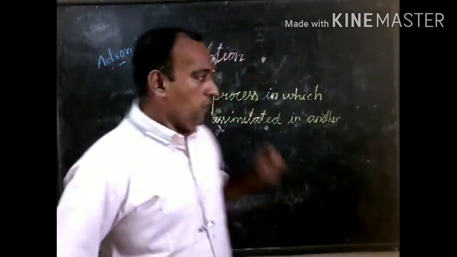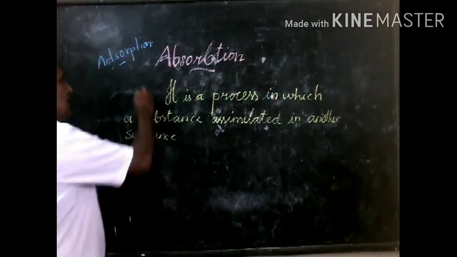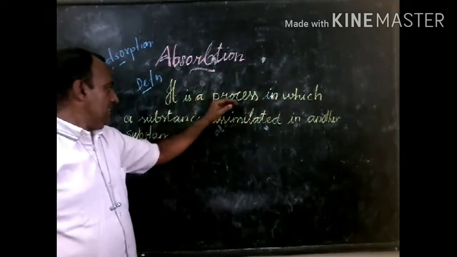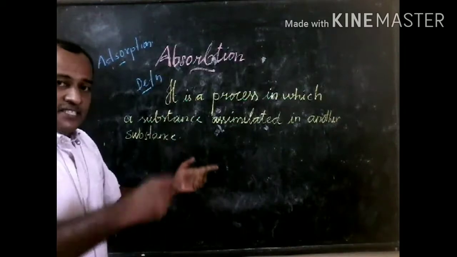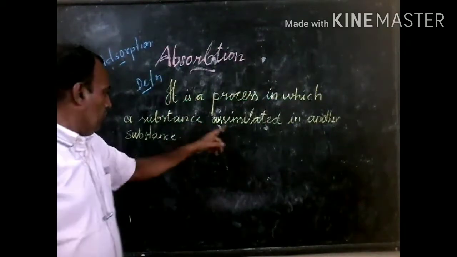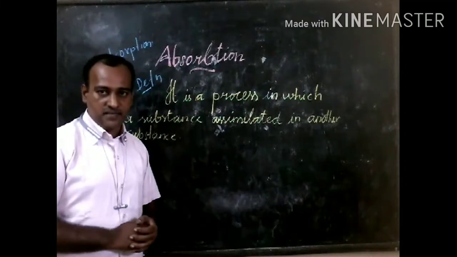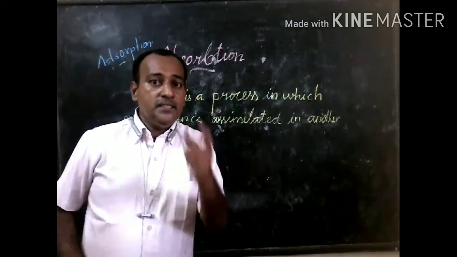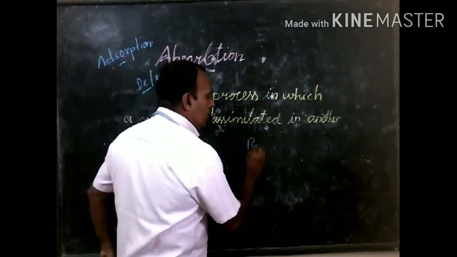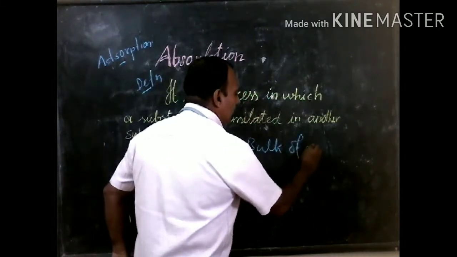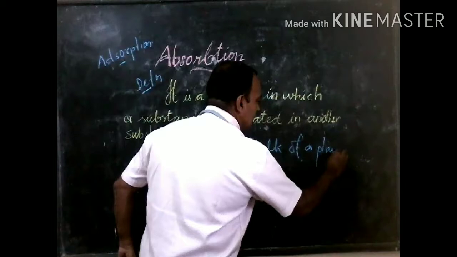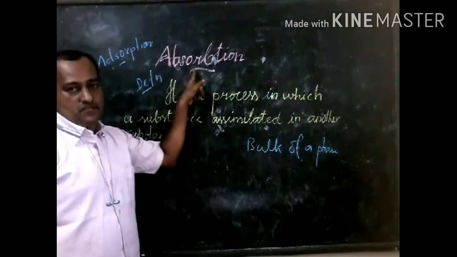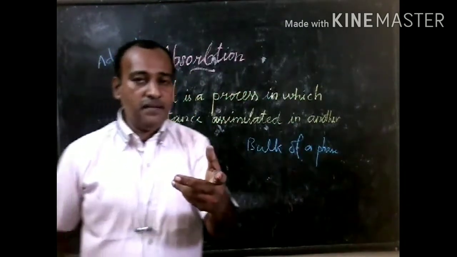So now we will study what is absorption. This is the definition for absorption. It is the process in which a substance is assimilated, means moves inside another substance. If a particle moves inside the bulk of a phase, then it is called absorption. Not adsorption, absorption.